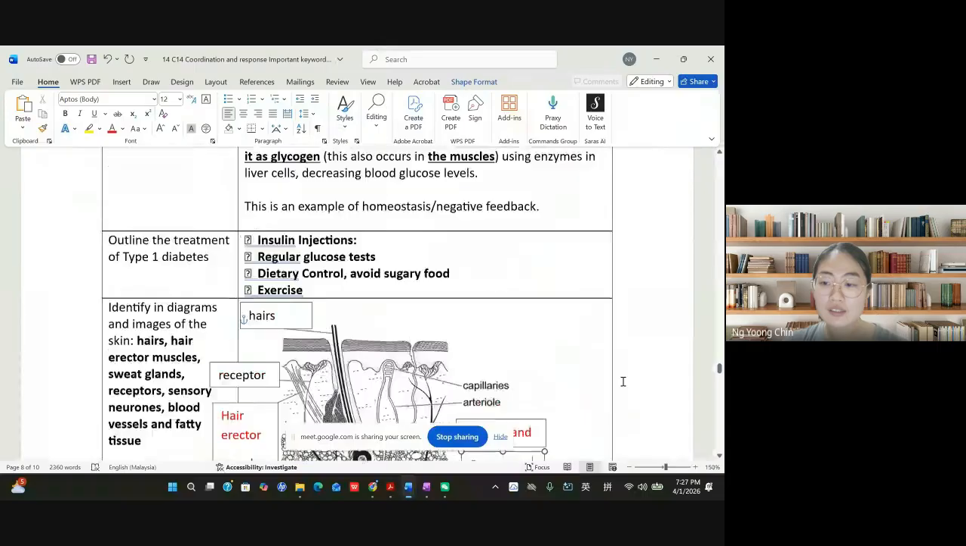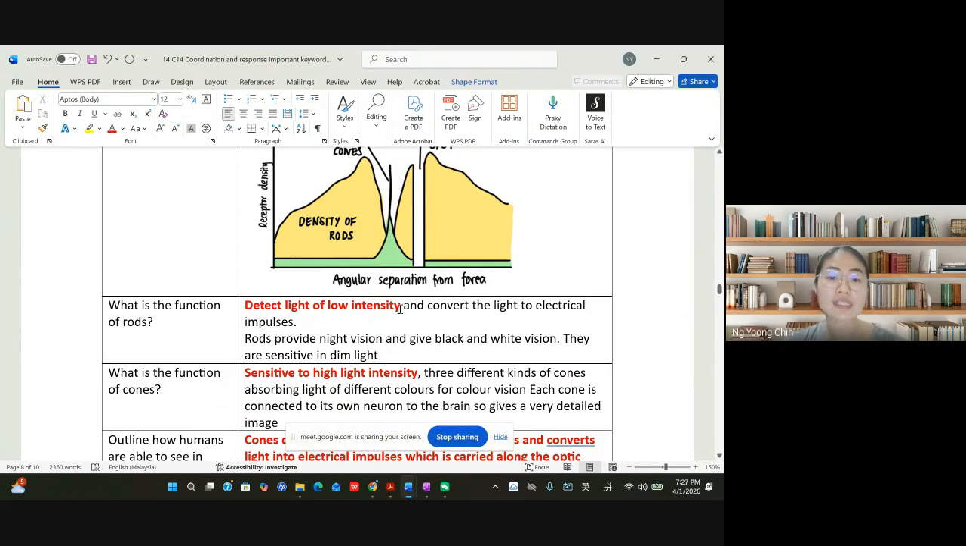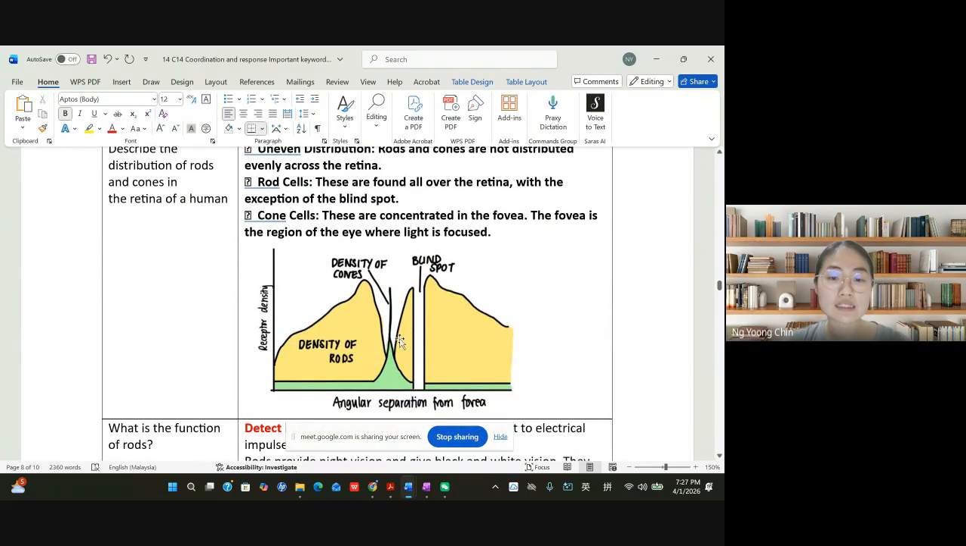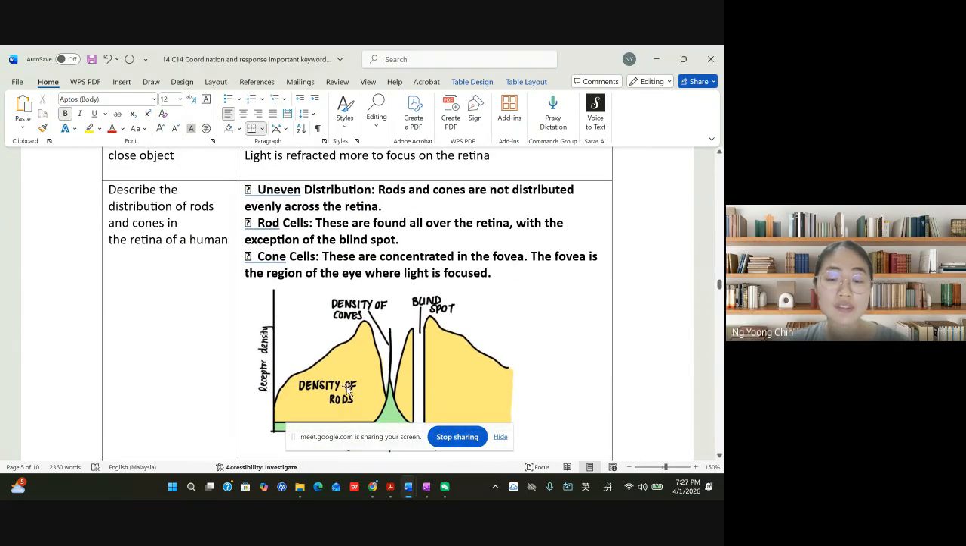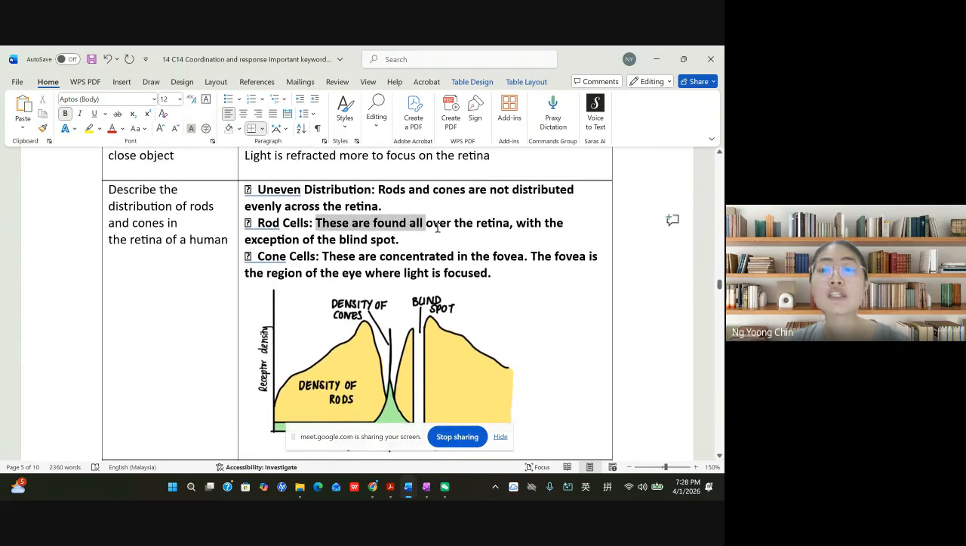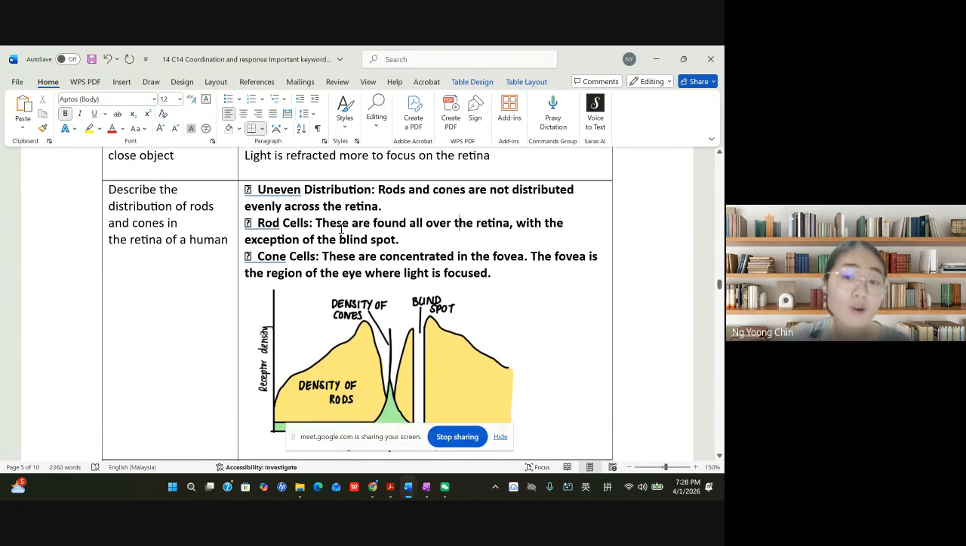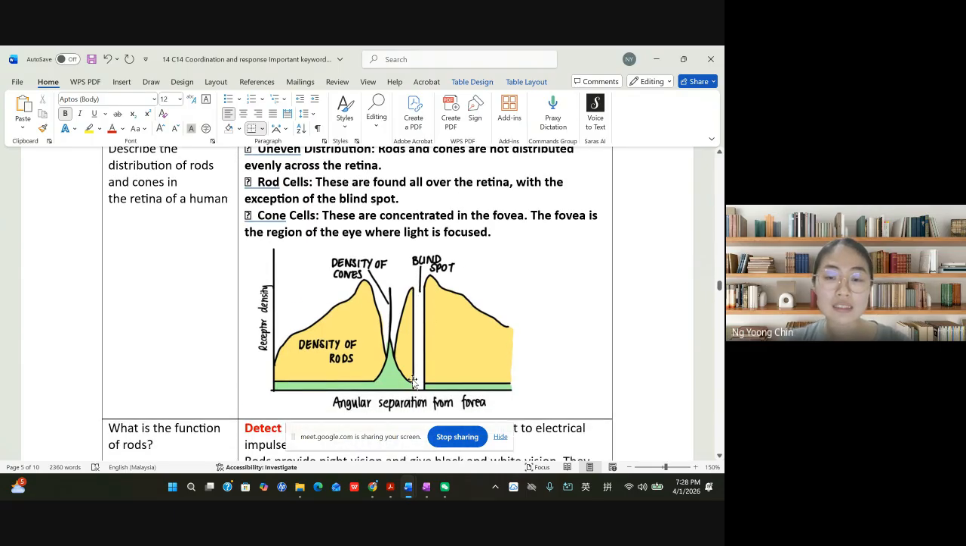Let me show you the functions of rod and cone cells in the notes. This is the distribution, where you can see the density of rods and the density of cones. If you want to describe it, you can say that rods and cones are not distributed evenly across the retina. The rod cells are found all over the retina, except the blind spot, because the blind spot does not contain any kind of photoreceptor.